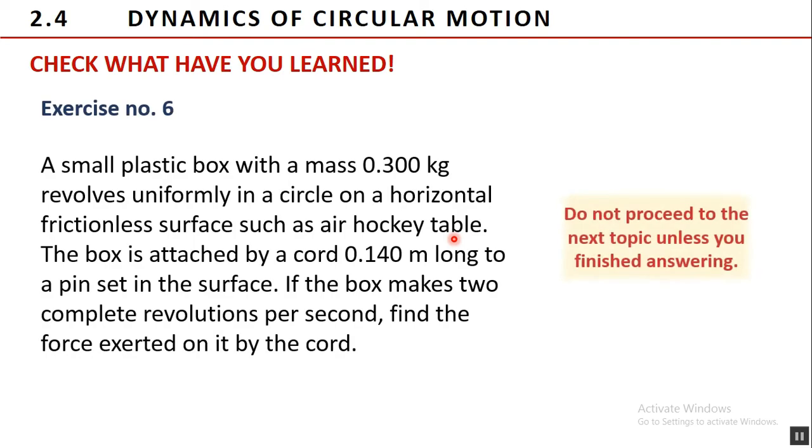Exercise number 6. A small plastic box, with a mass of 0.3 kg, revolves uniformly in a circle on a horizontal frictionless surface such as an air hockey table. The box is attached by a cord, 0.14 meters long, to a pin set in the surface. If the box makes 2 complete revolutions per second, find the force exerted on it by the cord.